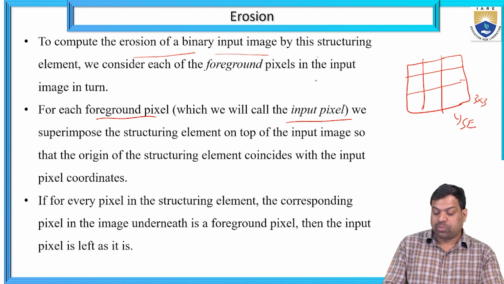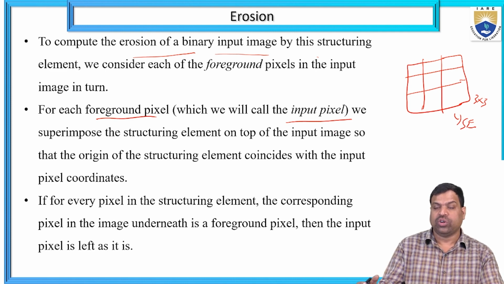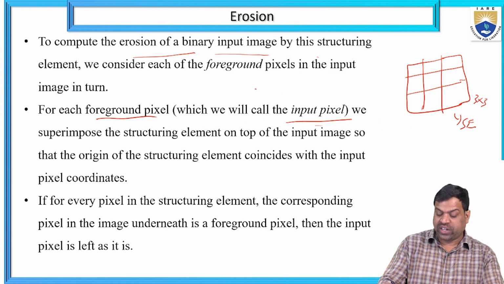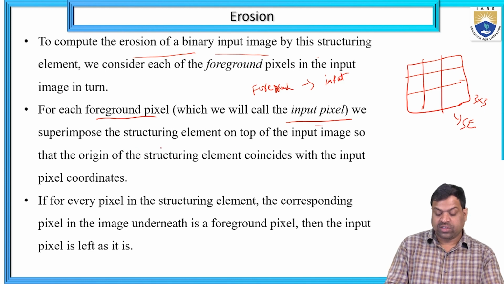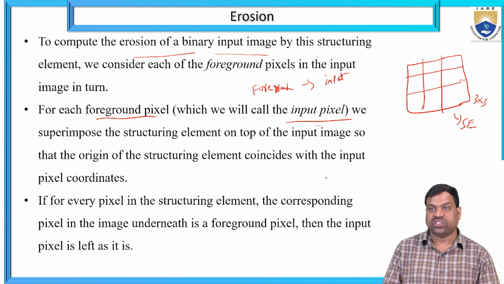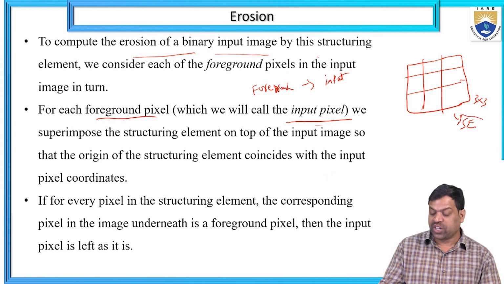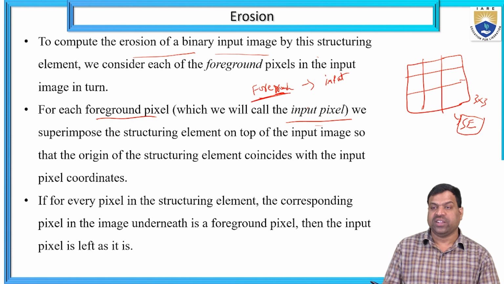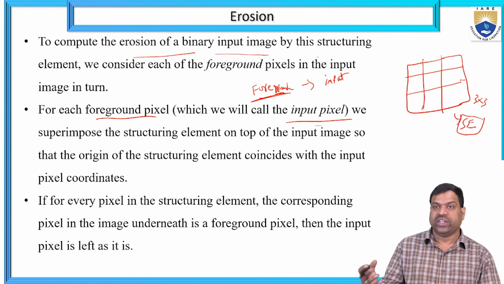We consider each of the foreground pixels in the input image. In this 3x3, how many pixels are occupied in the foreground and how many in the background, that is important. Each foreground pixel is the input pixel. The structuring element is placed on top of the input image so that its origin coincides with the input pixel coordinates. How can you select the structuring element? It depends on your foreground or background. Here the structuring element is foreground, and all the remaining elements are background.